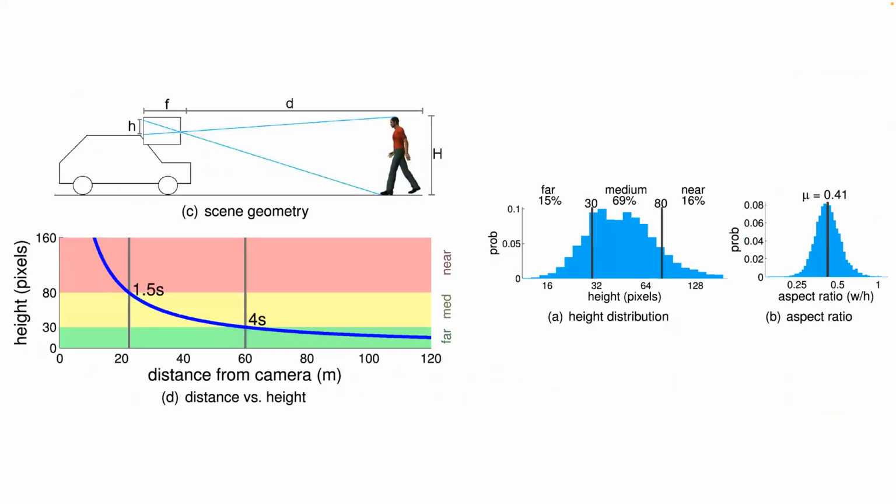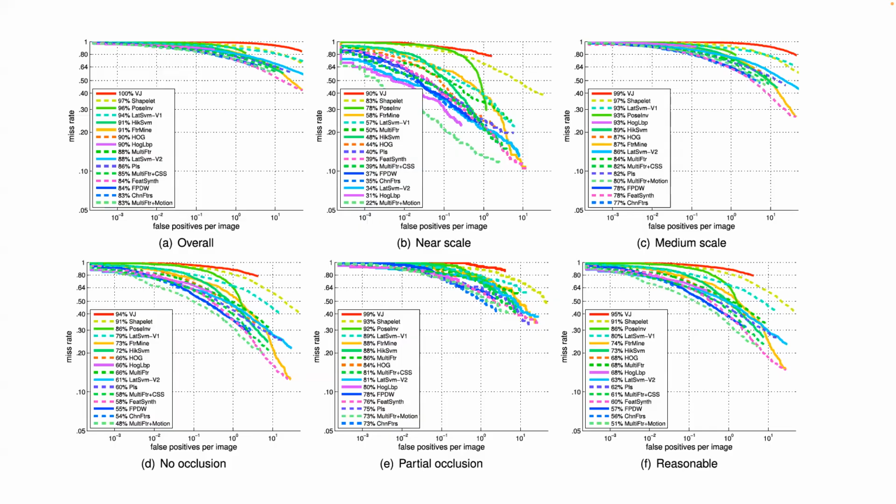So here are different performance curves. And so here it's miss rate along the y-axis and false positives along the x-axis. And so the best performance is down in the lower left corner. And these were experiments done pre-deep networks in 2011. Paper was published in 2012. So just at the bleeding edge before deep networks.